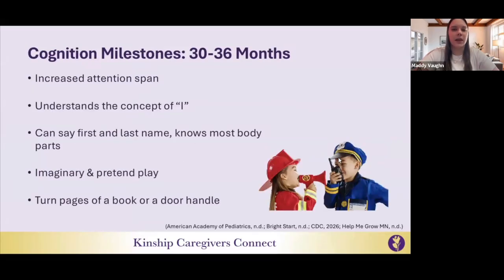Cognitively, between the ages of 30 to 36 months, they're starting to engage in more pretend play and show increased attention and self-awareness. They're starting to say their first and last name, and they can point to and name most of their body parts. At this age, imaginary play is important, and they might engage in role-playing games or activities or what they call dress up. They will begin to figure out how to turn pages of a book and open a door handle as well.